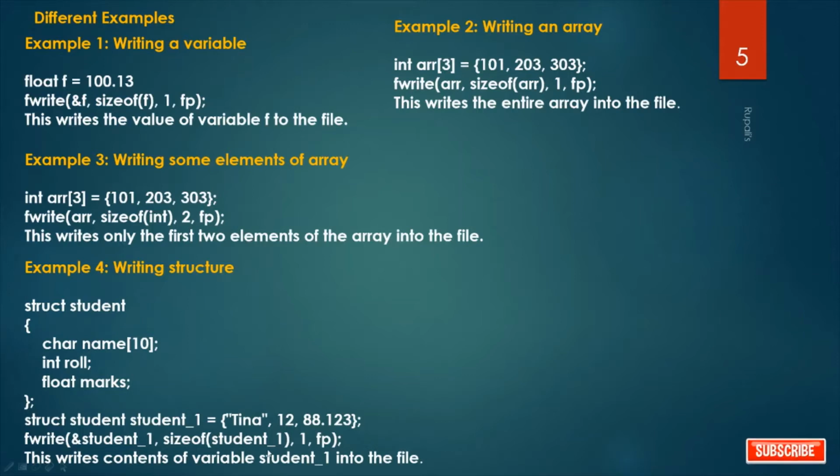Then the size of this structure, that is, the size of the variable of this structure, sizeof student_1. I want to write one variable, so I only want to store these values. So you write 1 here. Then how many variables are there? 1. And then this is the file pointer where you want to write. So this writes the contents of the variable student_1 into the file.